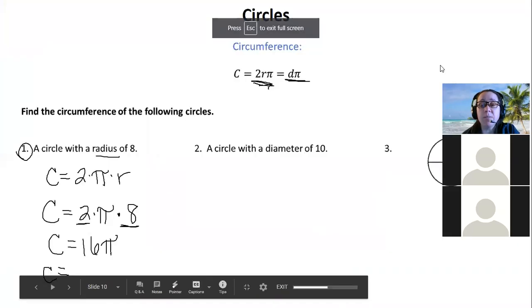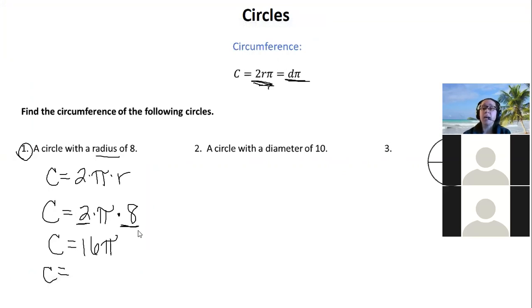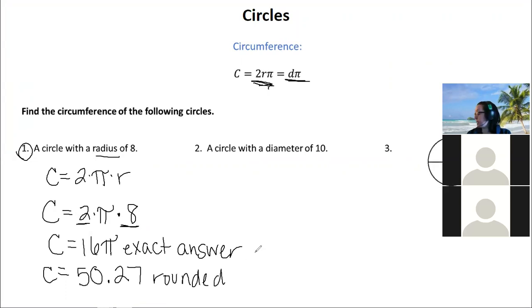So you got to look real carefully. Oh, look at that. Good job. You got to look real carefully, okay? Because sometimes it asks for an exact answer, and sometimes it wants a rounded answer. Does that make sense, guys? You just got to look for which answer they want. Does that make sense? Okay, cool.